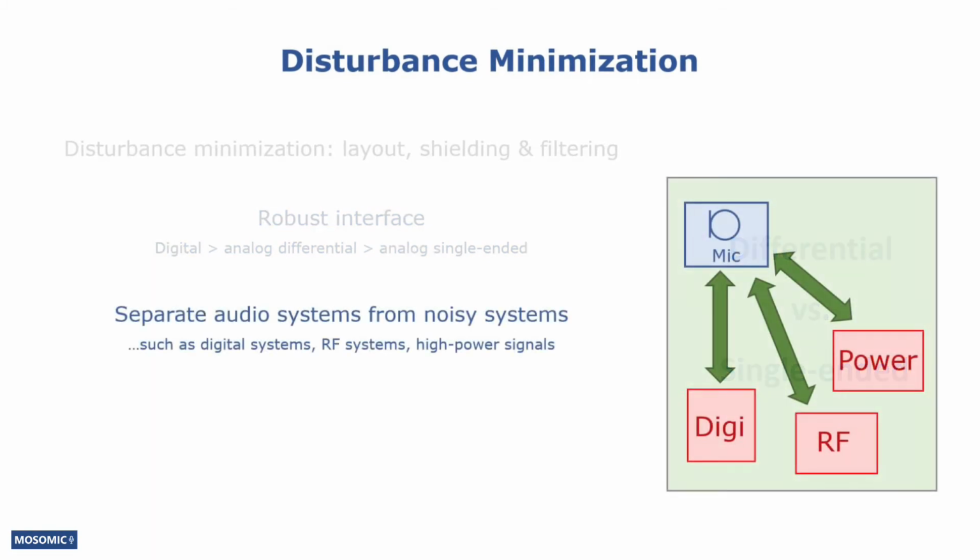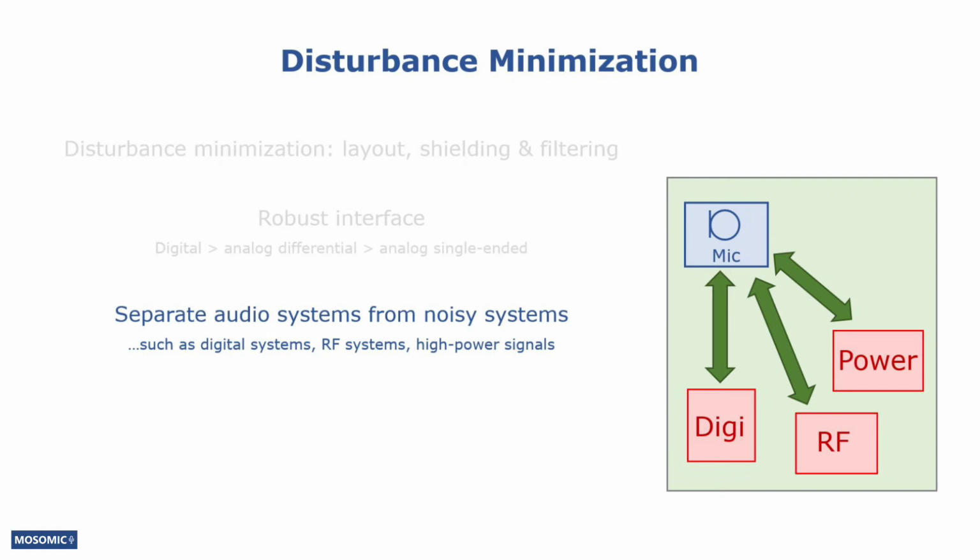In the device, separate audio systems from other noisy systems by placing them in separate sections on the circuit board. It is good practice to separate digital and analog circuitry to prevent noise coupling to the analog signals. Also, RF systems should be separated to their own section away from the microphone signals. High power signals are also potential noise sources.